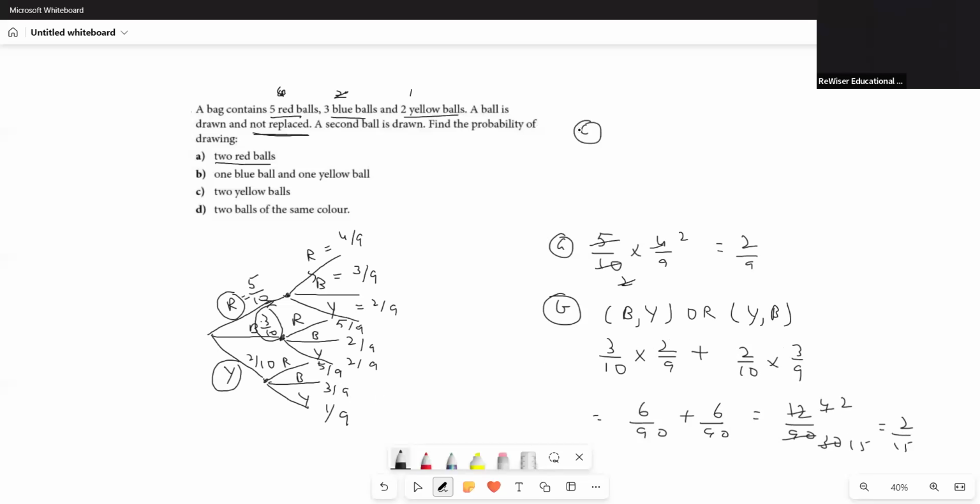Now to respond to the C part of the question, 2 yellow balls. That means yellow and yellow. So that's 2 by 10 into 1 by 9.